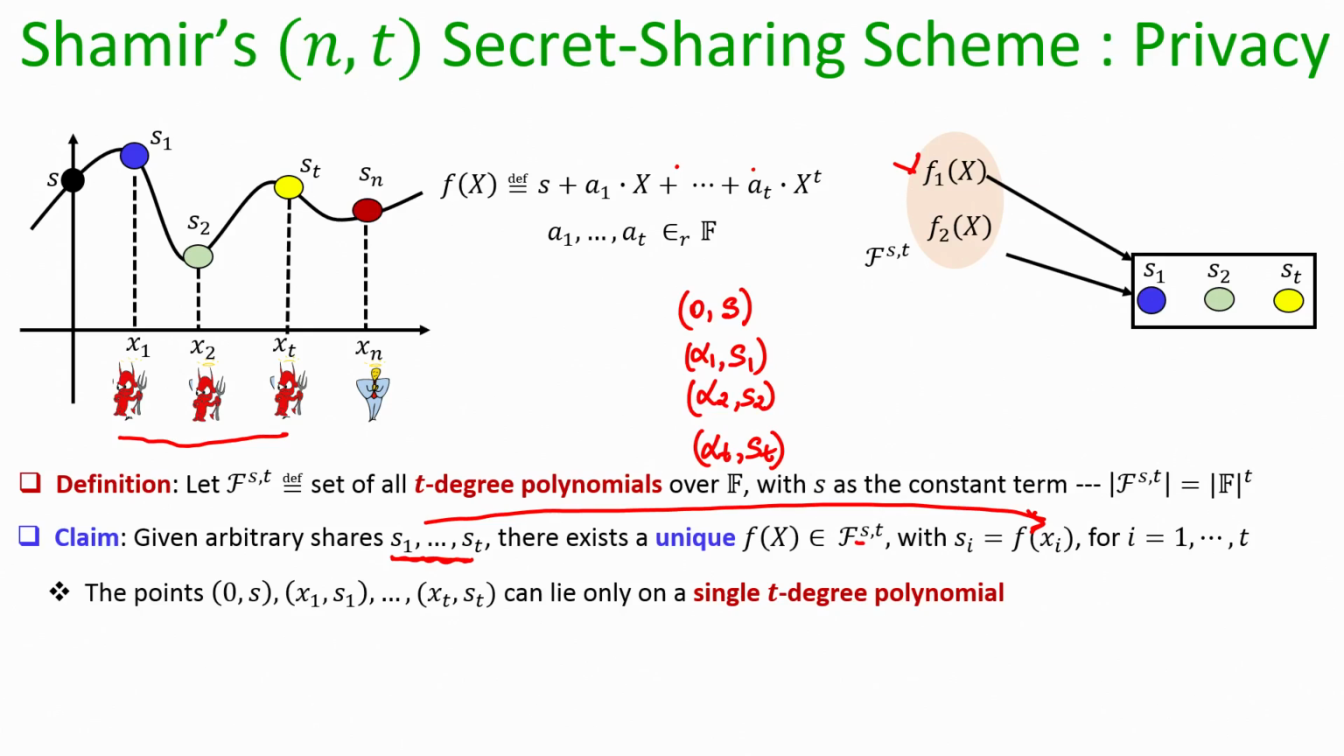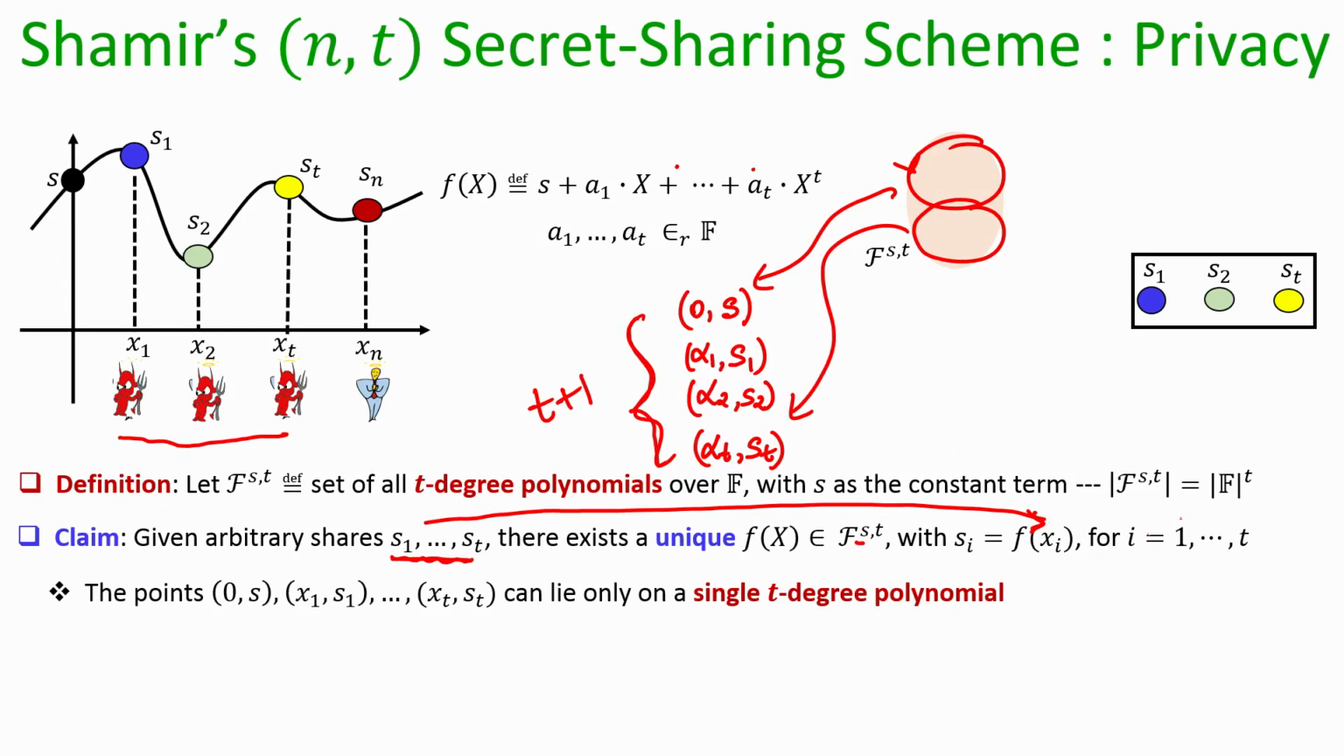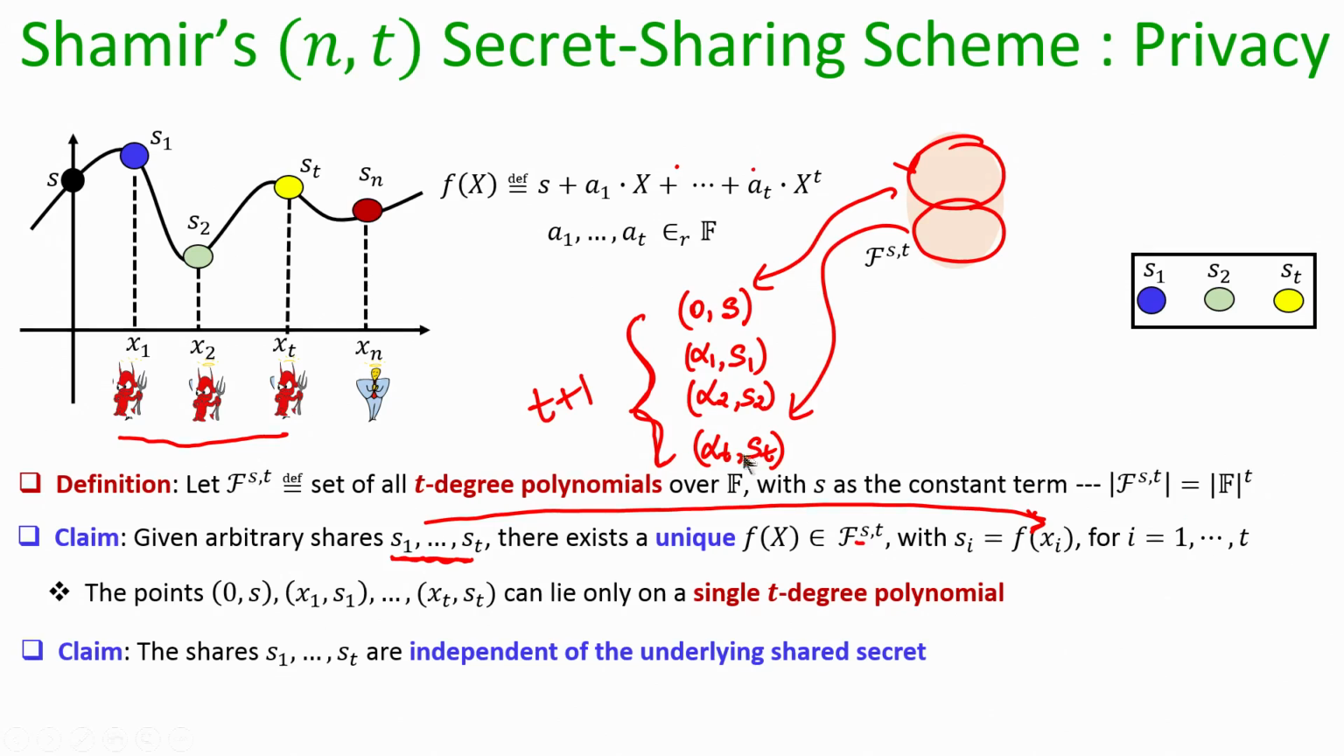You can't have two different polynomials, say f1 of x as well as f2 of x, simultaneously passing through all these points, because you have t plus 1 of these points in number, and we have proved that two different T degree polynomials can have common values at most t points. That means, at most t points could be common to both f1 of x and f2 of x. You can't have t plus 1 points common to both. That is a simple fact here.